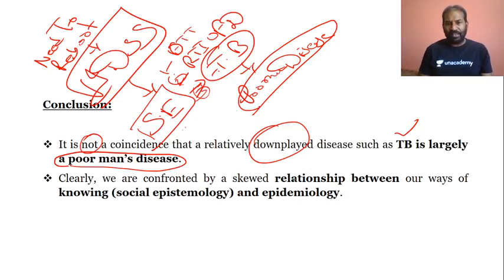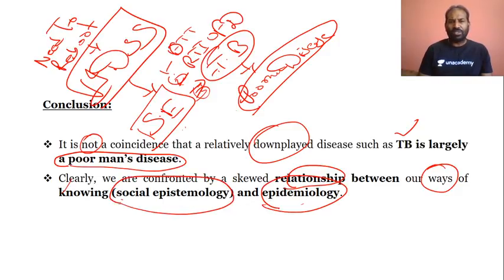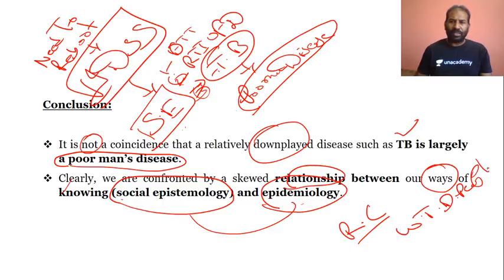And clearly, we are confronted with the skewed relationship between our ways of knowing. Please do understand this, Pratham. Our ways of knowing, that is social epistemology and epidemiology. So what we have to focus on is knowing what is happening in regards to epidemiology, and then knowing about the social epistemology. So that is important. When we focus on this, then not only the rich countries or the well-to-do people will be protected.